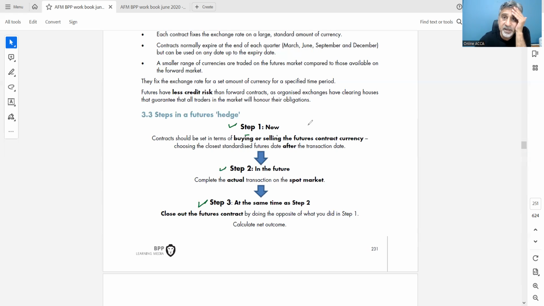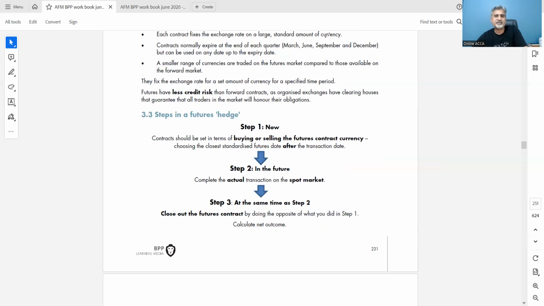And this is one tricky part in options: call option, put option. Some students get stuck. Anyways, buying or selling the future, contract currency, and closing the closest standardized future date after the transaction date. I will explain that. Step 2, go to the actual spot market and make your transaction. And step 3 is close your future transaction.